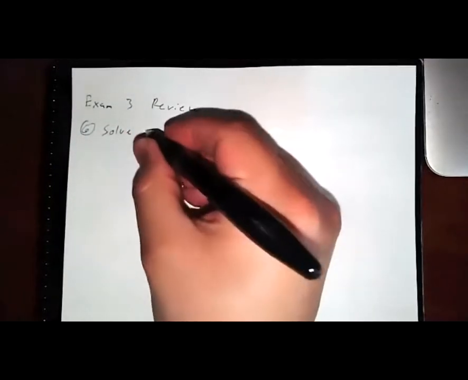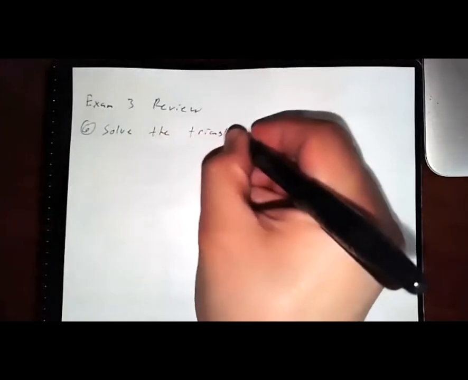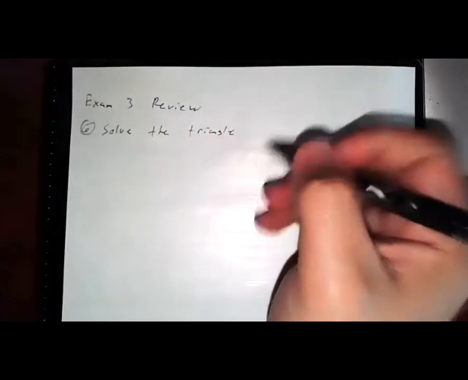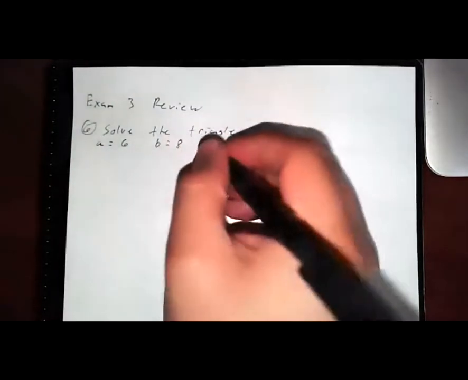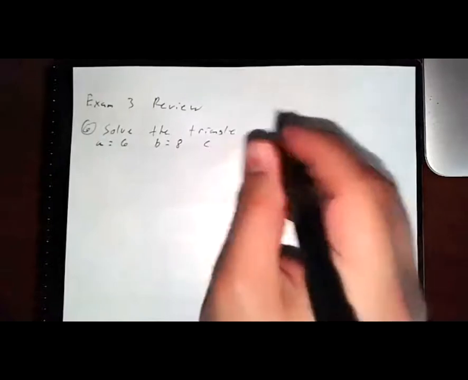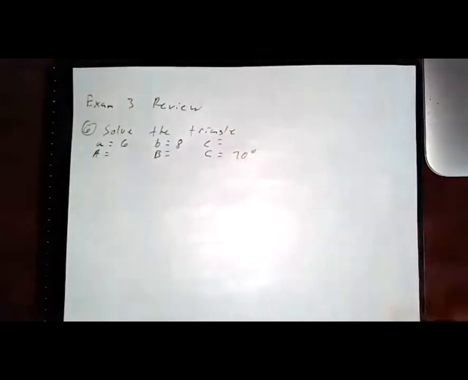So most of these will be just solving triangles, pretty much the whole exam. So a is 6, b is 8, c is something we don't know, capital C is 70 degrees.